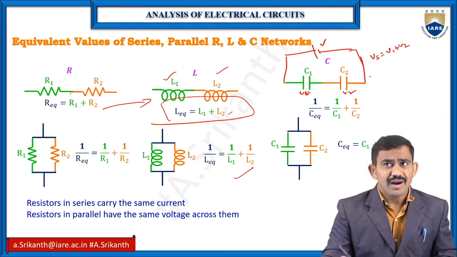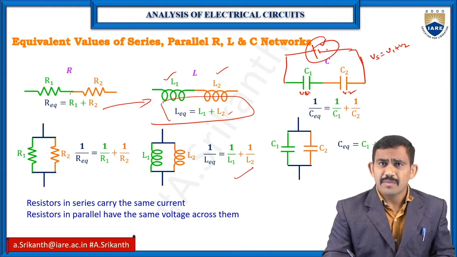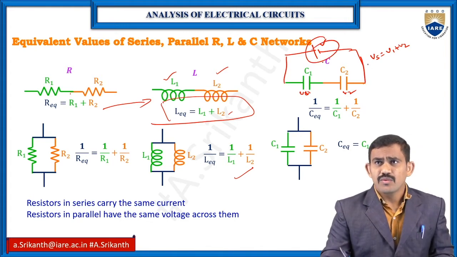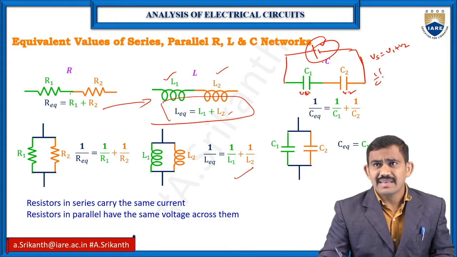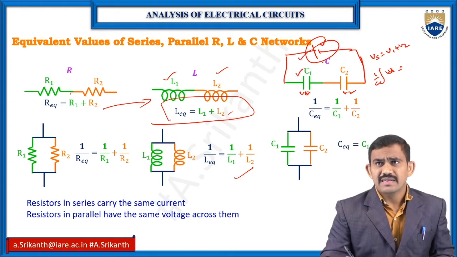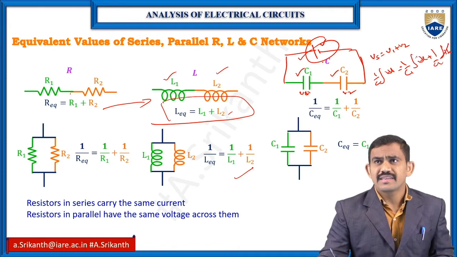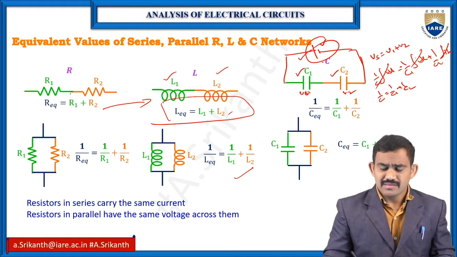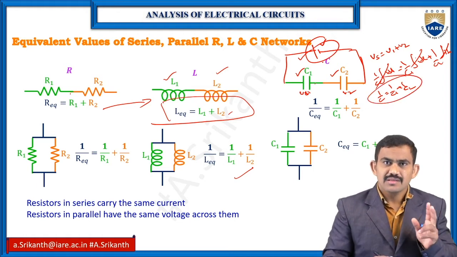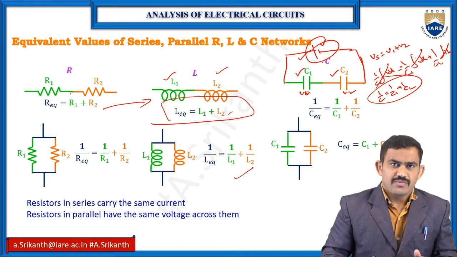Coming to the voltage of a capacitor, what is it? The capacitor voltage is 1 by C integral I dt. Same current, which current we have here? Same current. So 1 by C1 integral I dt plus 1 by C2 integral I dt. So I dt gets cancelled. We have 1 by C equal to 1 by C1 plus 1 by C2.